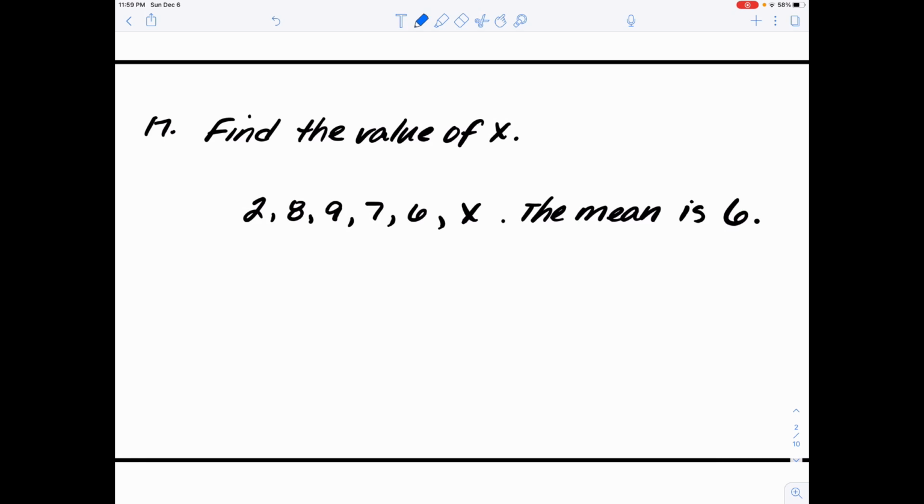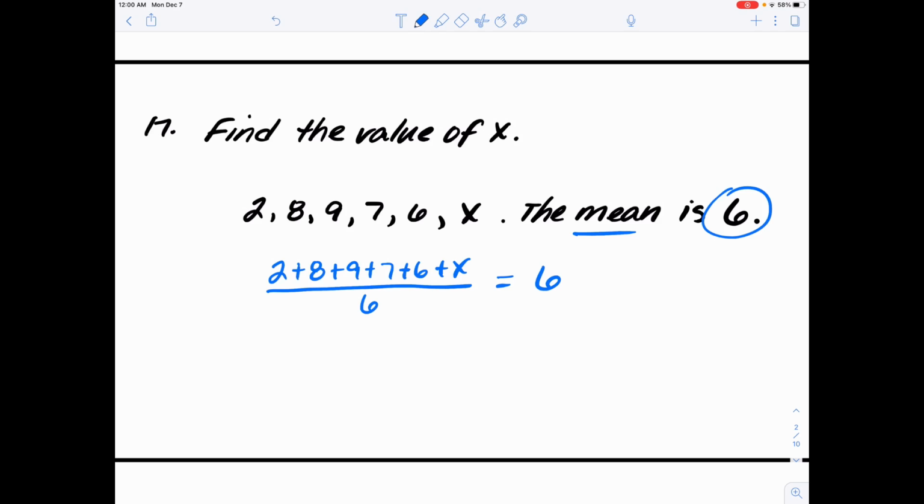So we're going to use algebra here to solve for that missing value. If I'm thinking about the mean, I remember that the mean is when I take all my values, add them together, and divide that sum by how many values there are. In this case, there are 6 total values. That will give me the mean of the data, which in our case is a 6.